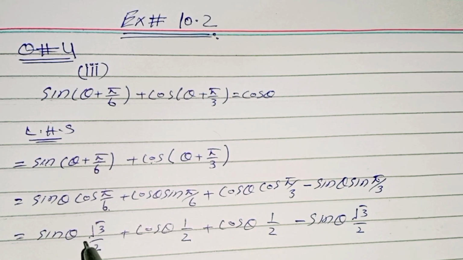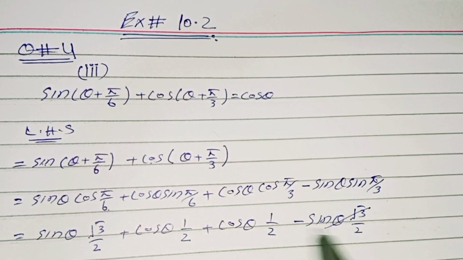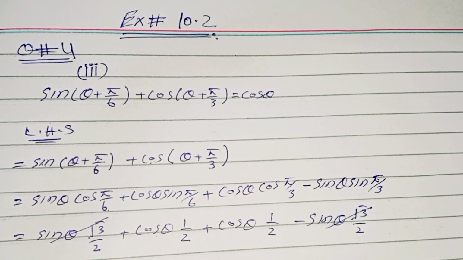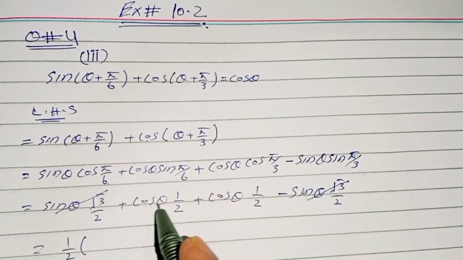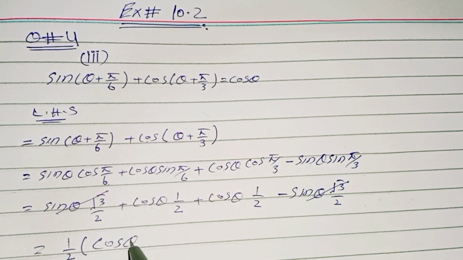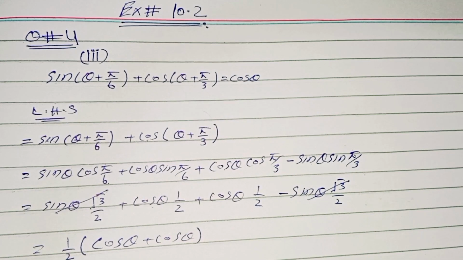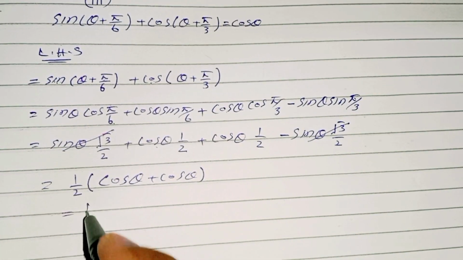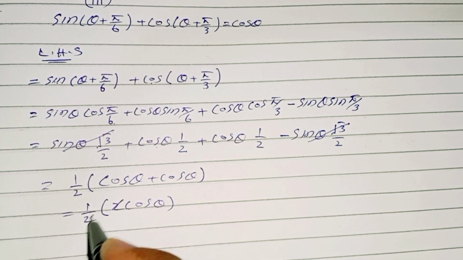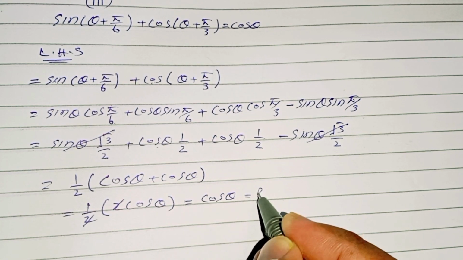We can see that sin theta square root 3 over 2 and minus sin theta square root 3 over 2 cancel each other, and cos theta plus cos theta 1 by 2. Taking common, cos theta multiplied by 1 by 2, cos theta multiplied by 1 by 2, we have cos theta plus cos theta, which is equal to 1 by 2 into 2 cos theta, and 2 is cancelled out by 1 by 2, which is equal to cos theta as required on the right hand side.